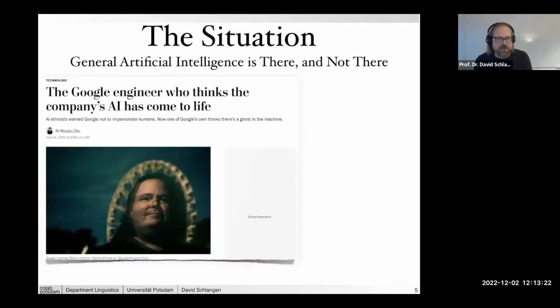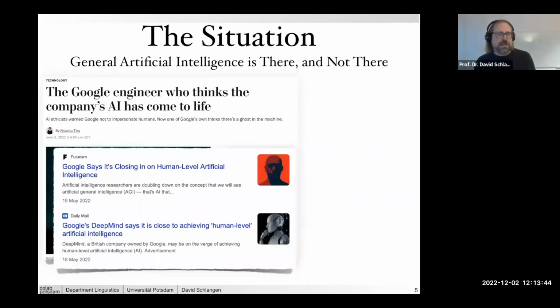So here's something that you certainly will have heard about. This is something that happened this summer. This Google engineer, who was tasked to red team the chatbot, to talk to it and evaluate it for safety issues, thought that it had come to life, or is sentient. And this is a little bit older. It says something like, Google says it's closing in on human-level artificial intelligence. Okay, so it seems like, wow, we have AI, not as the name of a field, but as the name of an entity. It's already there.